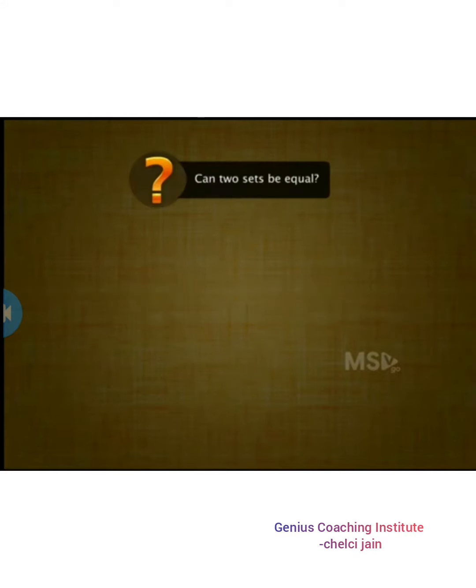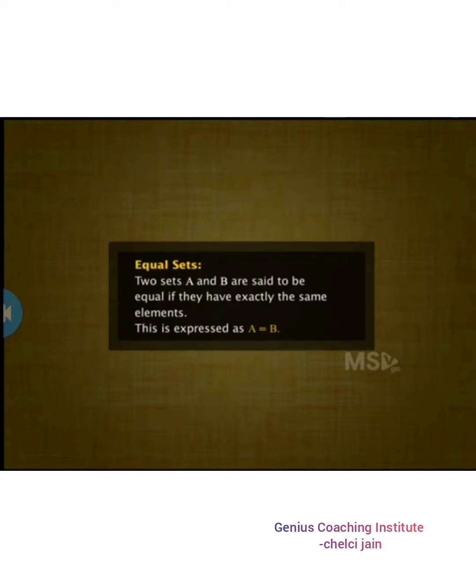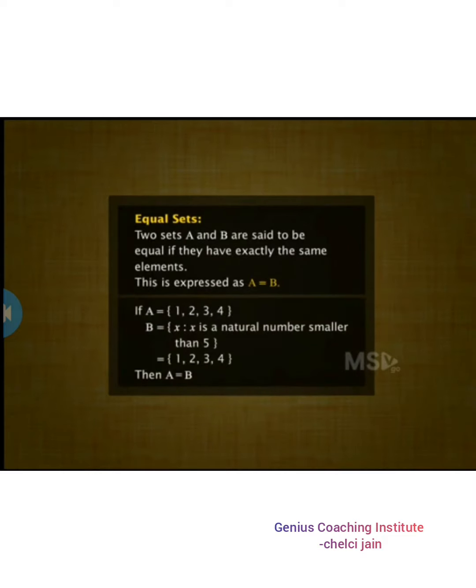As with numbers, can we say two sets are equal? Yes, two sets can be equal to each other. Let's find out when they are equal. Two sets A and B are said to be equal if they have exactly the same elements. For example, the sets shown here are equal sets.